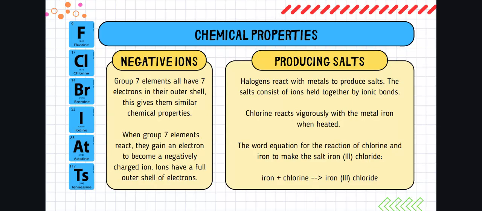When halogens react with metals they produce salts consisting of ions held by ionic bonds. And it's easy to remember this because ion and ionic are in the same word.